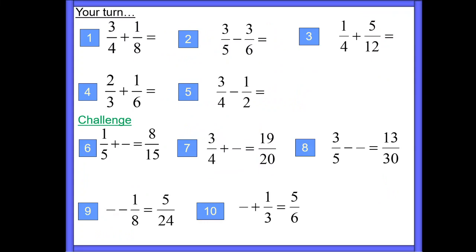Okay, so we've got some questions here then. The first 5 are adding or subtracting, so be careful which one you're doing. So follow the steps through. Remember, find the lowest common multiple, make equivalent fractions, then add or subtract. And if you can simplify your answer, please try and simplify your answer.